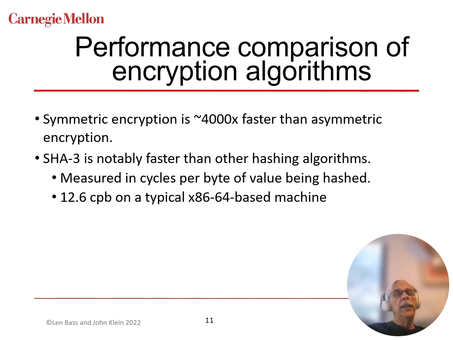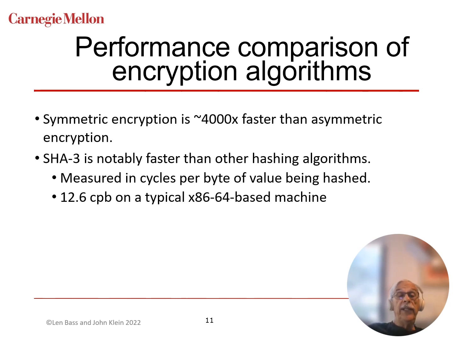There are no two unique values that hash to the same value, and that's one reason why you use a lot of keys. Why the hash value is long. If the hash value is short, there are other applications of hashing. But if you look at the performance comparison of encryption algorithms, the symmetric encryption is something like 4,000 times faster than asymmetric encryption.